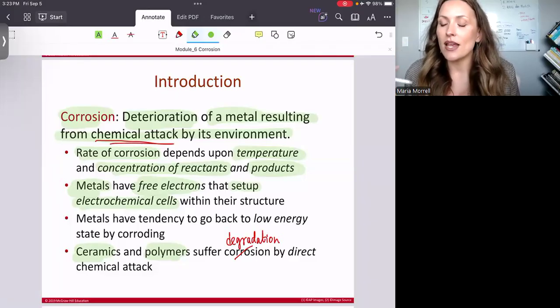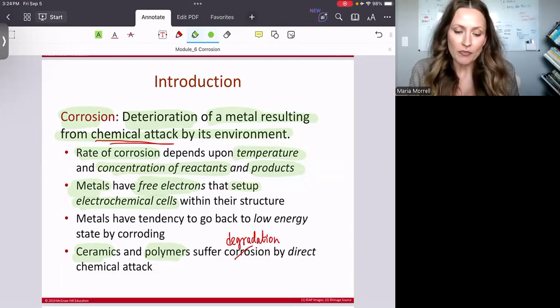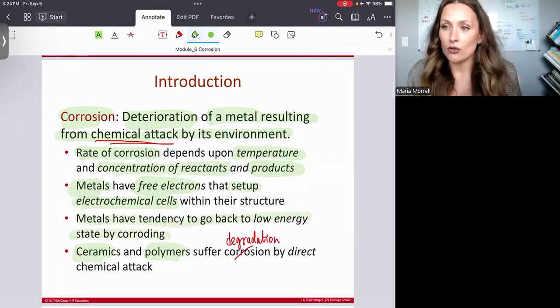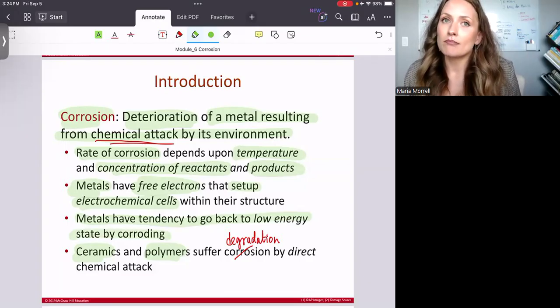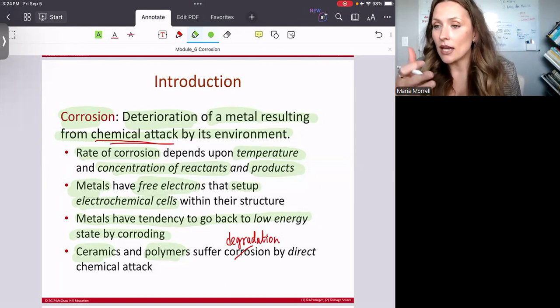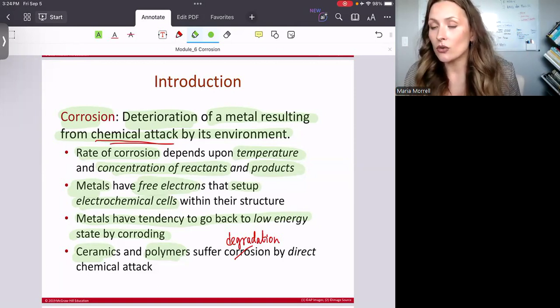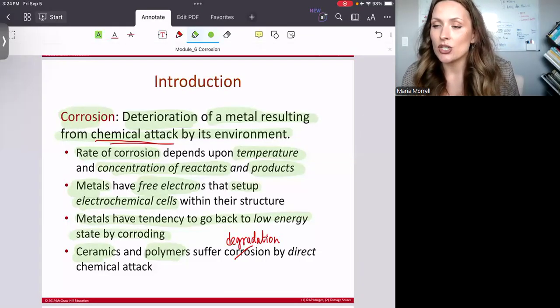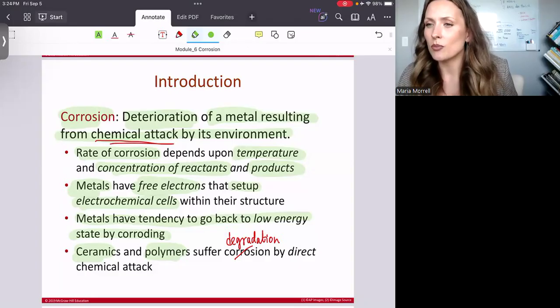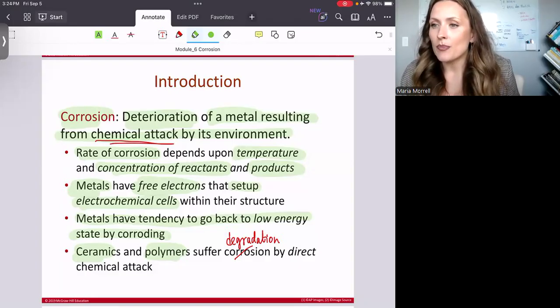That is how it develops, and that's what you need to avoid whenever you design or build or construct anything. Now, metals also have a tendency to go back to a low energy state by corroding, and that's in reality true. If you take any pure metal and leave it out in the air, it will corrode. Why? Because when corrosion occurs, metal actually goes to a lower energy level, and we've discussed that even when we brought up the bonding.